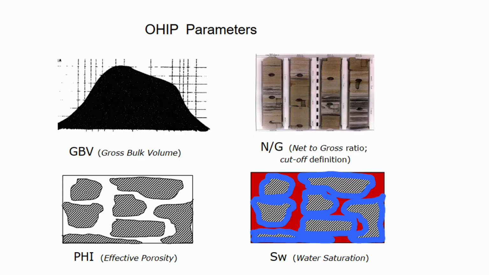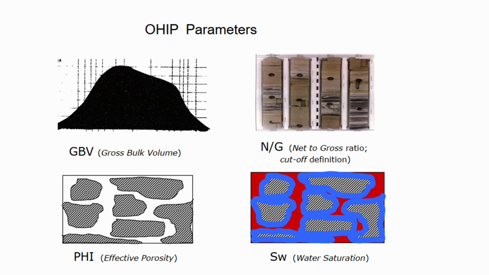So, breaking down the key OHIP parameters that estimate hydrocarbons in a reservoir. Gross bulk volume, represented by the black shape, shows the total size of the reservoir, including both productive and non-productive rock. Net to gross ratio, seen in rock samples, tells us how much of the total rock volume actually holds hydrocarbons. Porosity, the scattered black shape, represents pore spaces in the rock where hydrocarbons can be stored. Higher porosity means more storage capacity.